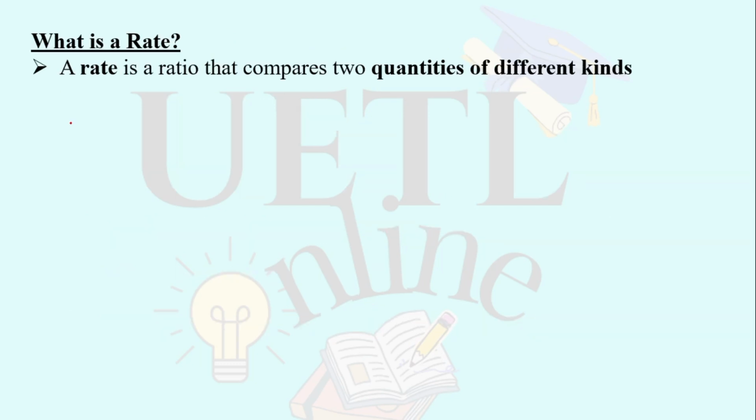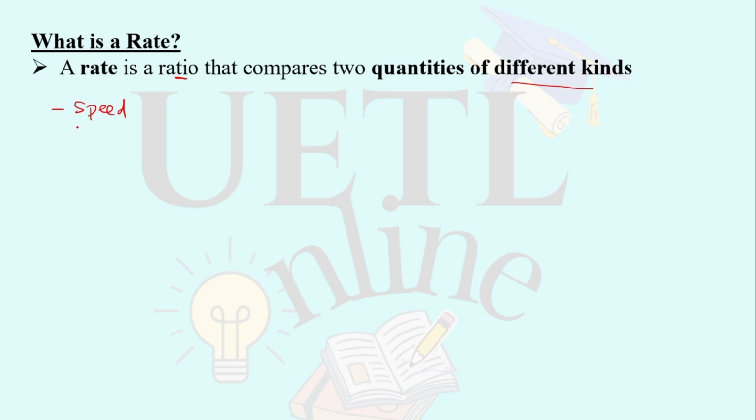Let's start by defining what a rate is. A rate is a ratio that compares two quantities of different kinds. So we know that it's a ratio, but it compares two different kinds. The first rate we can think of is speed. It's very common.